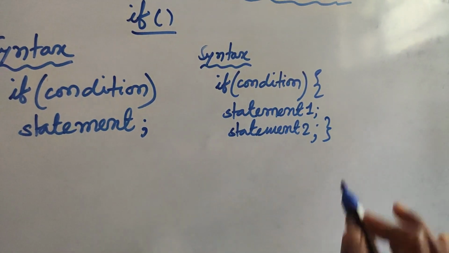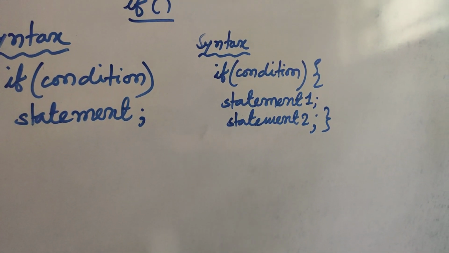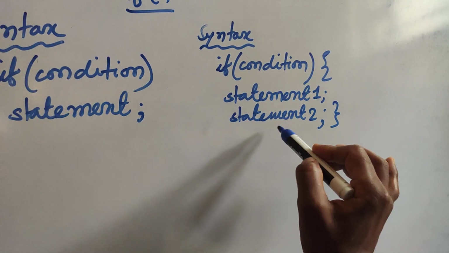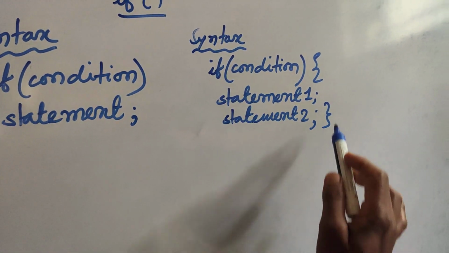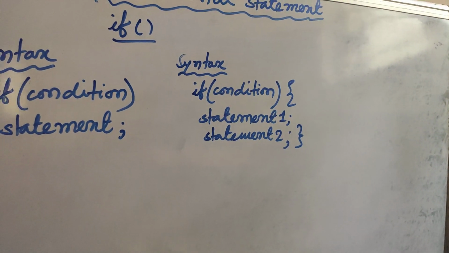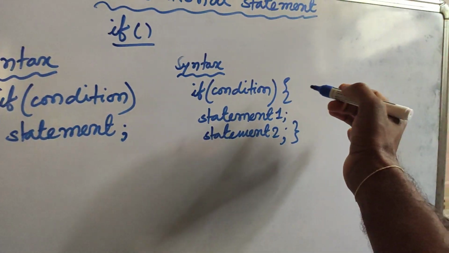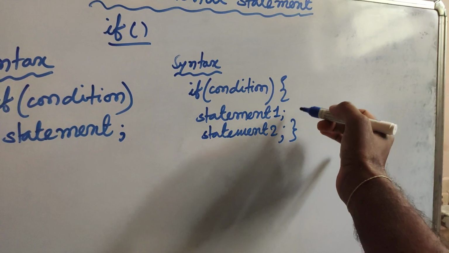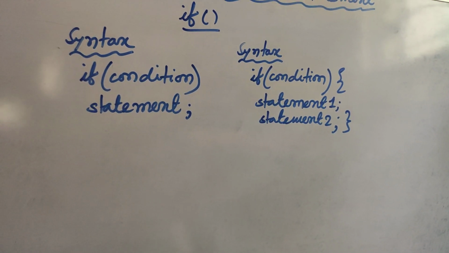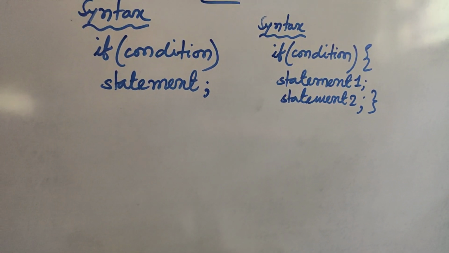Here I have to give braces, because in that case if the condition is true, then both the statements under the true part run. That's why you have to give braces, a block. We can say braces, or we can say block, or boundary. So this is the syntax.